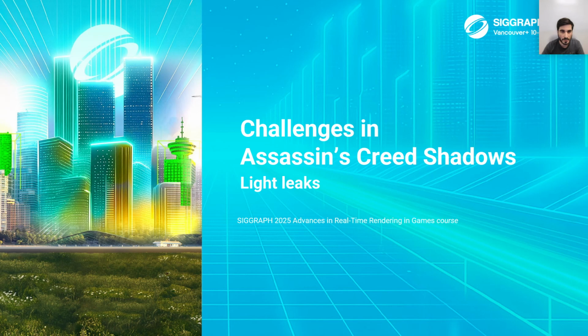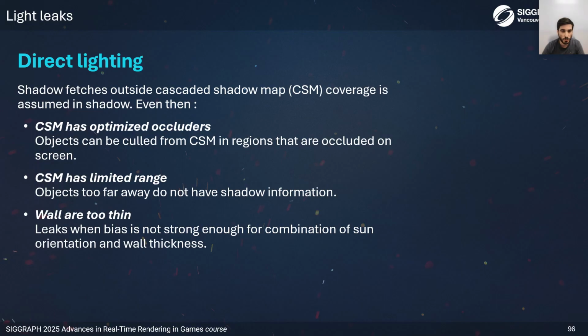Now let's talk about light leaks. It is a well-known issue in real-time GI solutions, and we have split our main leak sources into both direct and indirect illumination. First, on the direct side, most of our leaking comes from CSM leaking. Actually, we have optimized occluders for our cascaded shadow map so that objects that are not visible or not projecting visible shadows on screen are not rendered. Our CSM also has a limited range, and objects too far away do not have in-shadow information. Finally, we have a strong bias applied to our game, as walls are very thin in Assassin's Creed Shadows.